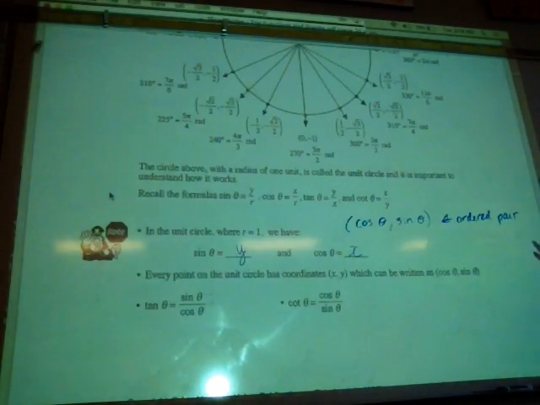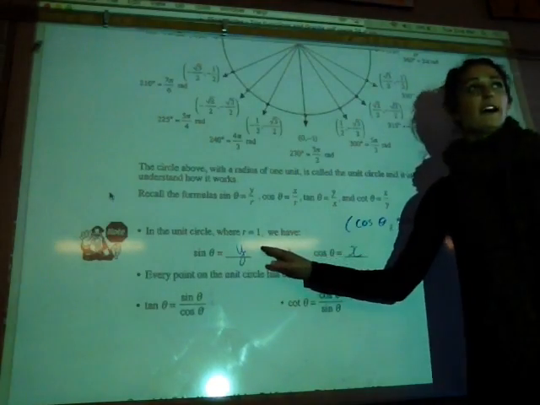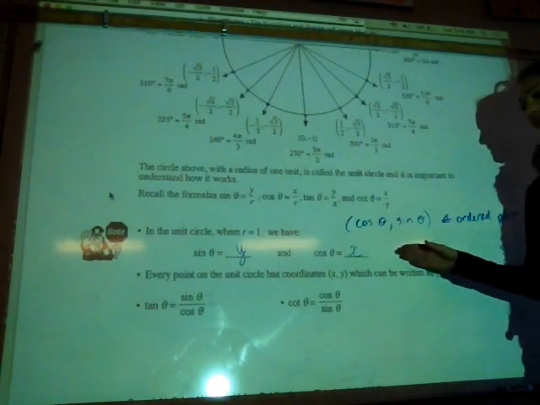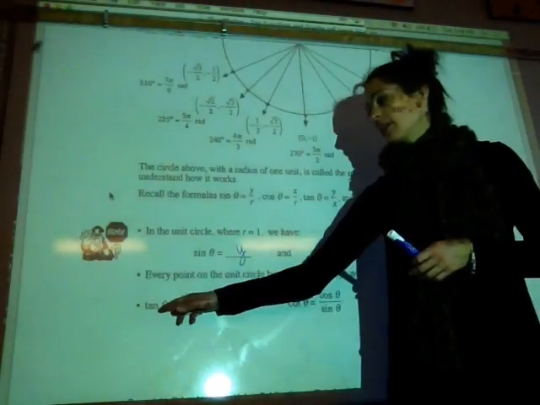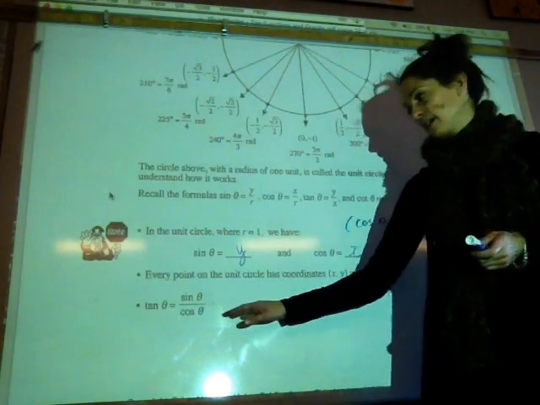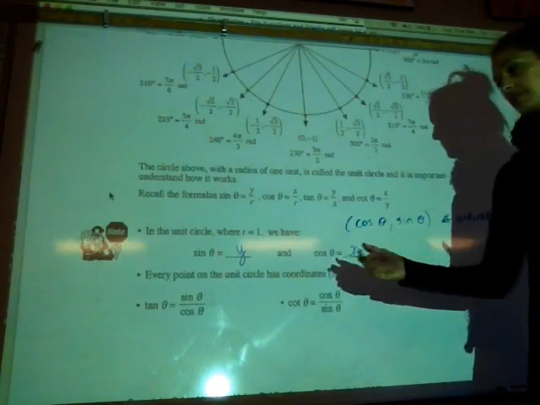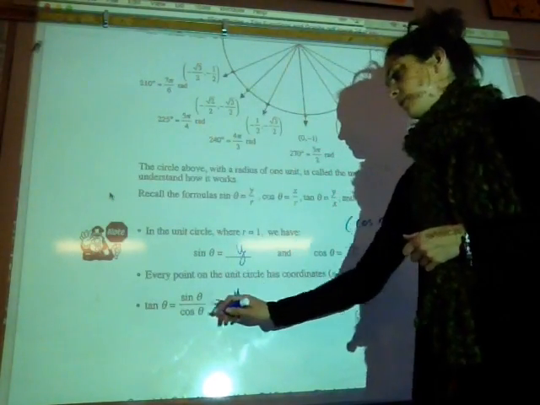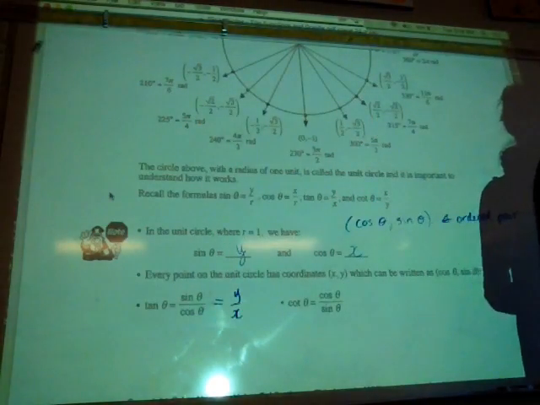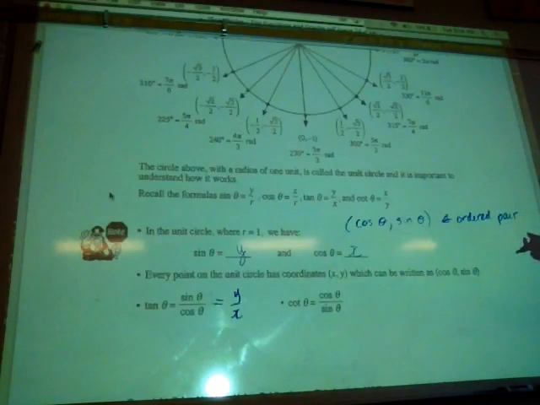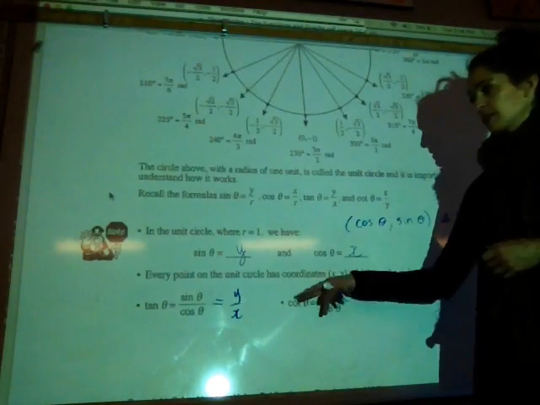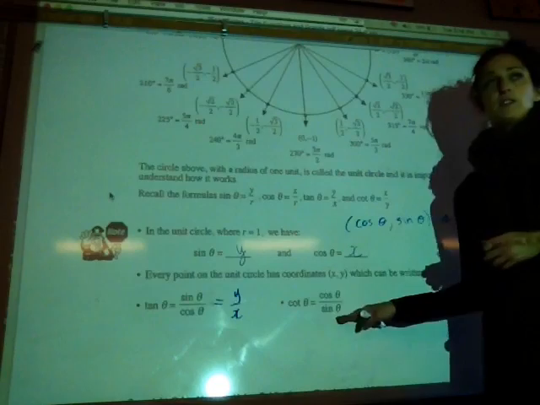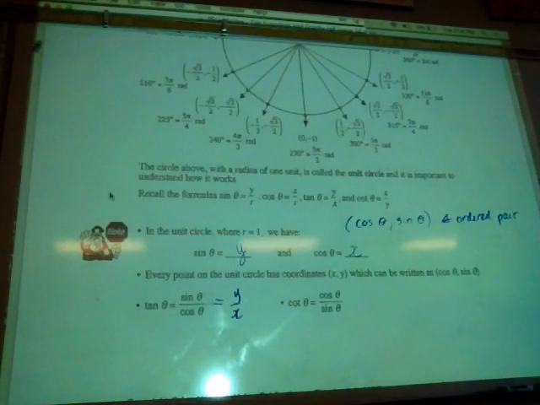Okay, and lastly, if sine theta is y and cosine theta is x, then we can write tan theta as sine over cosine, because tan was y over x, but sine is y, cosine is x. And then we can take the reciprocal, cotangent would be the reciprocal, so we'd have cosine over sine. And we just flip them.